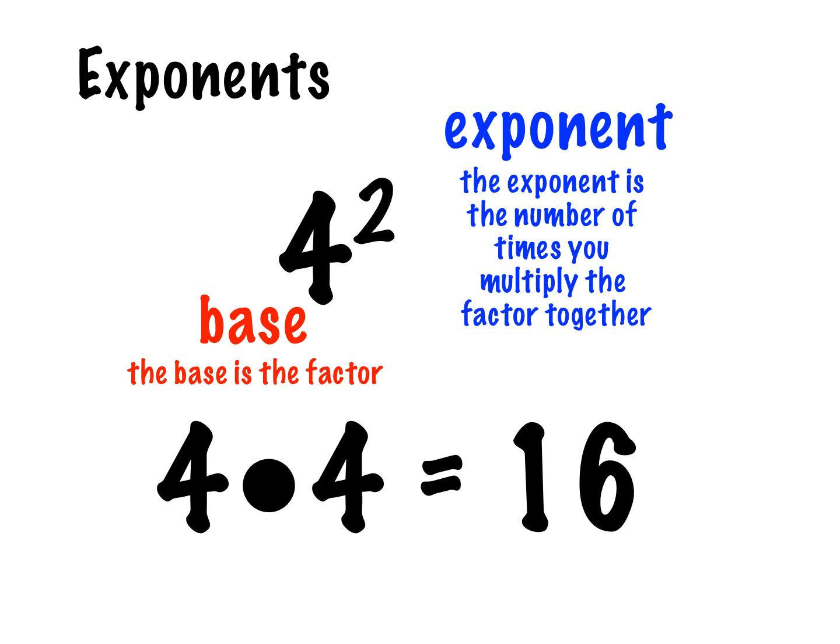So this we would read as 4 to the second power. That means we are going to multiply 4 by itself 2 times. 4 times 4, which is 16. This doesn't mean 4 times 2. Those are two different things. If it's an exponent, we're multiplying the big number by itself, not by the exponent.